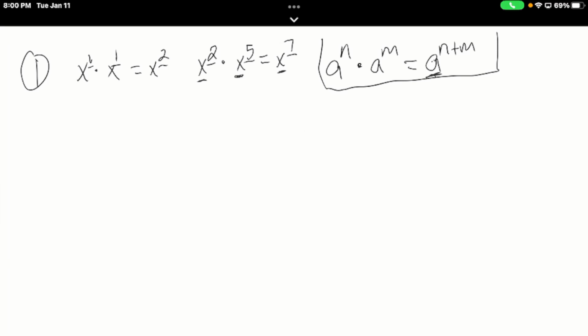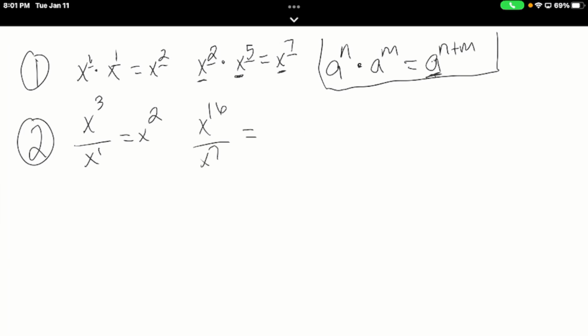Second one, since we did multiplication, you're probably going to assume that the next one's going to be division. So I'm going to start this off with another example. I've got something like x cubed over x to the first. We would say, hey, I know that. That's x squared. I'm going to divide one x out. Okay, this can generalize again. Let's say I go to x to the 16th over x to the 7th. Well, if I'm taking 7 x's out of 16 x's, I'm left with 9 x's.